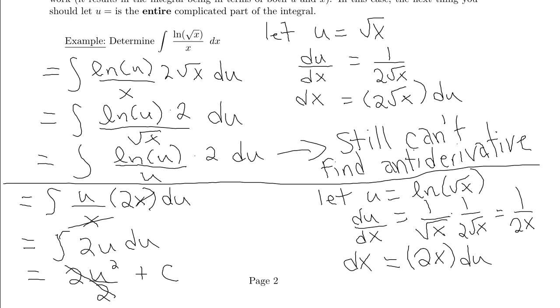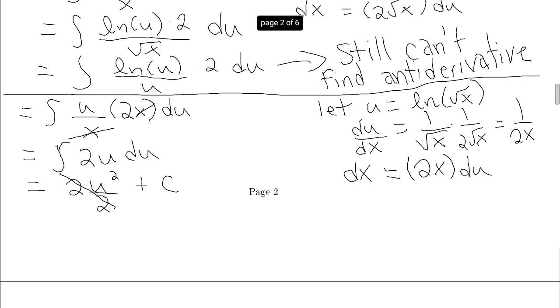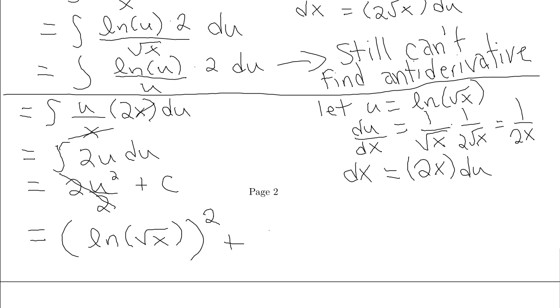We can simplify that a little bit. Those 2's are going to cancel out. And then all that's left to do is to write our final answer in terms of x. So it's u squared, where our u is this ln of root x. So it's ln of root x, squared, plus c. And so that's our final answer. And again, you should check the answer while you're just starting out. The way that you check it is you just take its derivative and see if you get the original function back.